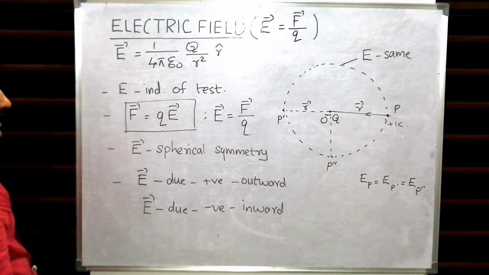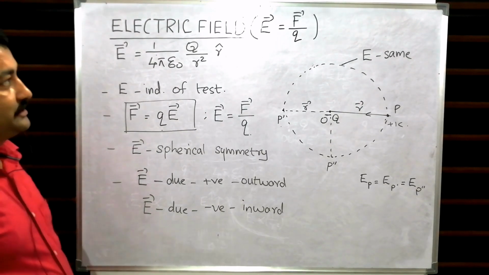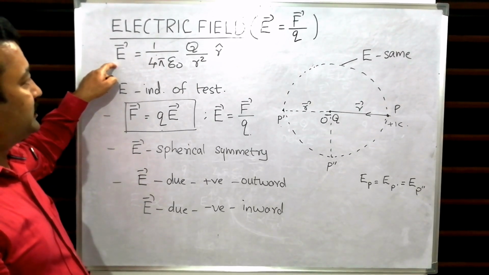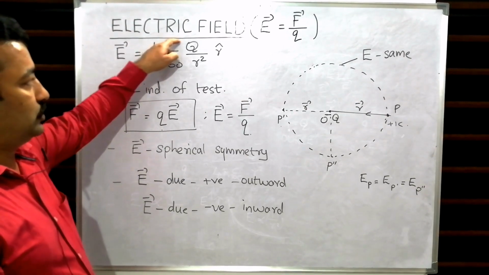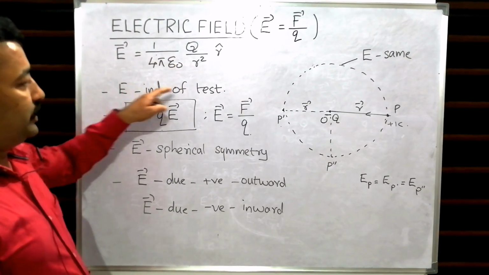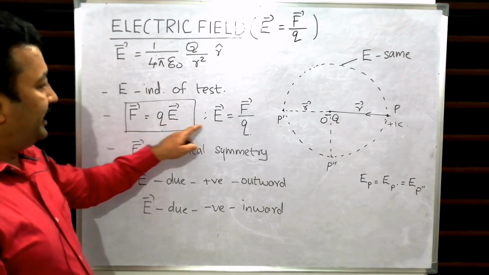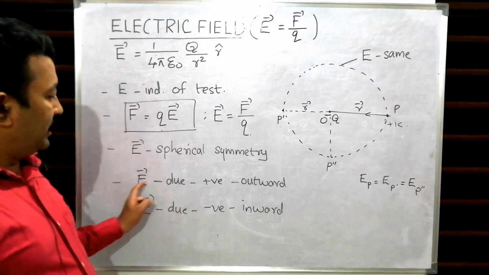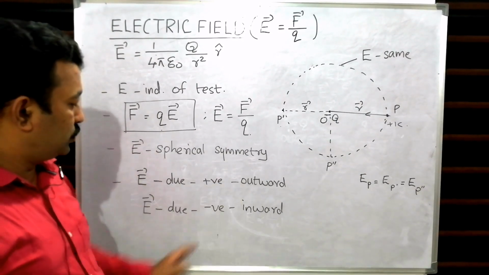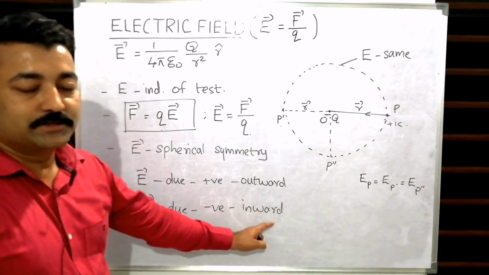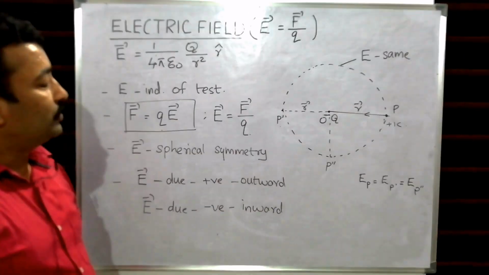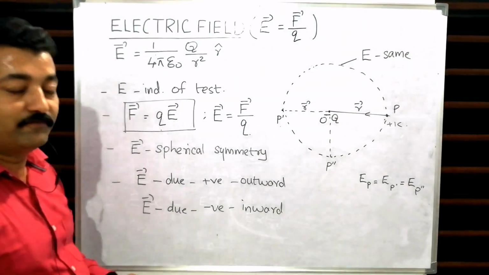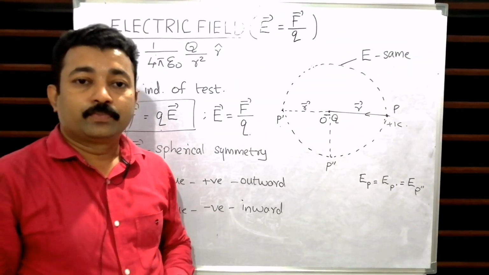These are the important points about electric field which you are studying in the unit. So we can see that the electric field due to a point charge is defined as 1 by 4 pi epsilon 0 q by r square. This is independent of the test charge. This has got the relation F is equal to QE with the force. Electric field has got a spherical symmetry, and electric field due to positive charge is outward and electric field due to negative charge is inward. So that is about electric field, or we can call it as electrostatic force field.